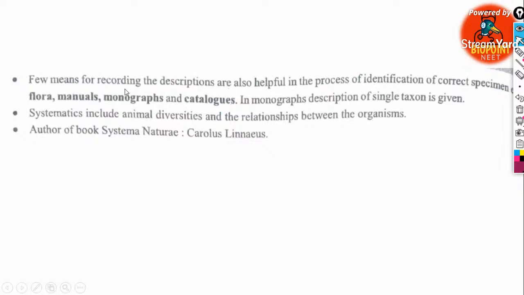A few means for recording descriptions are also helpful in the process of identification of specimens: flora, manuals, monographs, catalogs. In a monograph, the description of a single taxon is given. We will learn about flora, fauna, monographs, catalogs, etc. after this question discussion. Systematics includes animal diversities and relationship between organisms. And once again, remember this thing, that is a NEET question. The author of the book Systema Naturae is none other than Carl Linnaeus. And that's all for the last minute revision from this chapter.